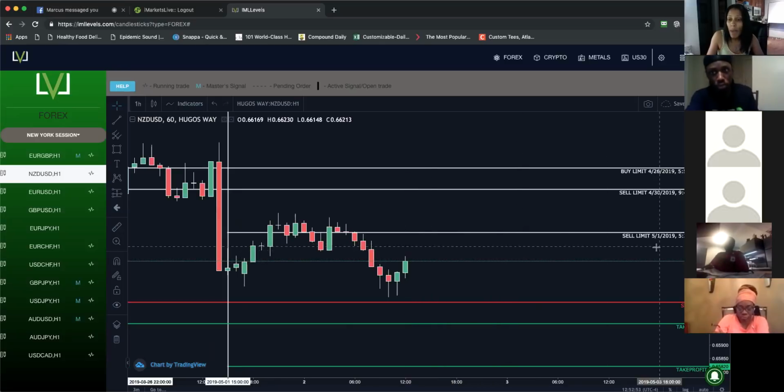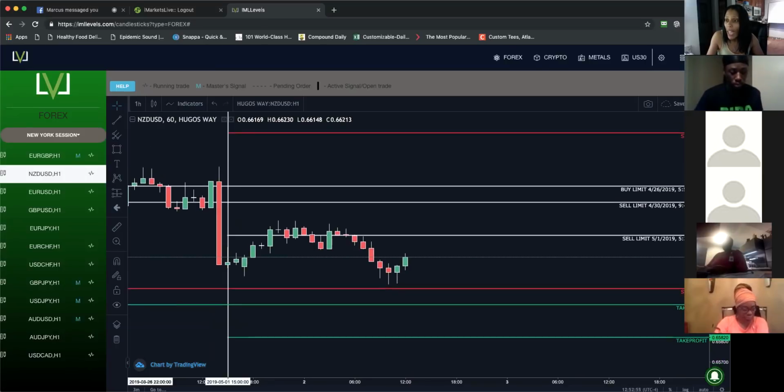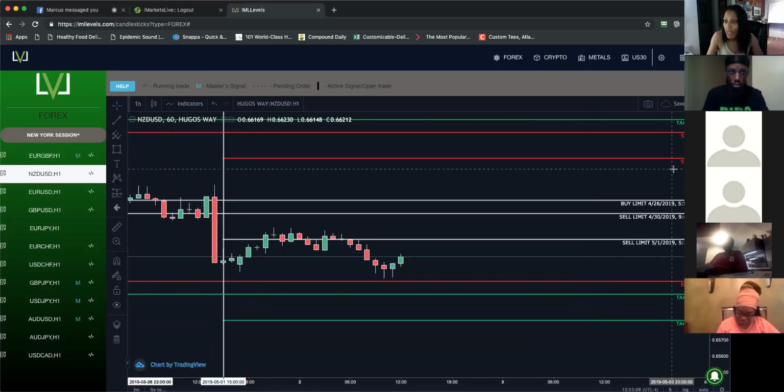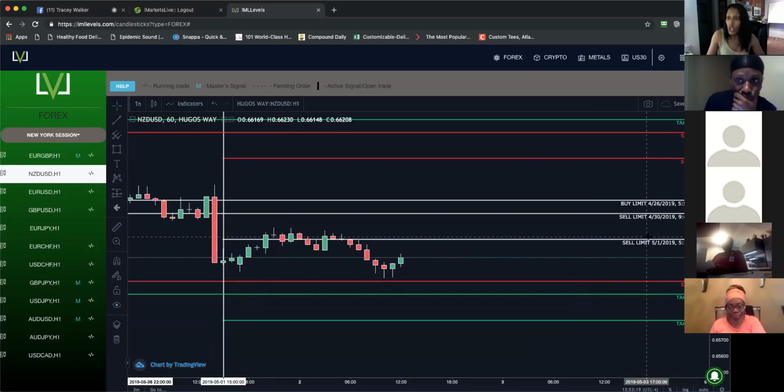What I want everybody to do is look at this and write it down on a piece of paper, because I'm going to need to flip back to my phone to show you how to enter this trade. Everybody can see there are multiple different lines here. Let's take our time and go through these lines so that you understand which lines pertain to you. We're looking at a sale limit at May 1st.